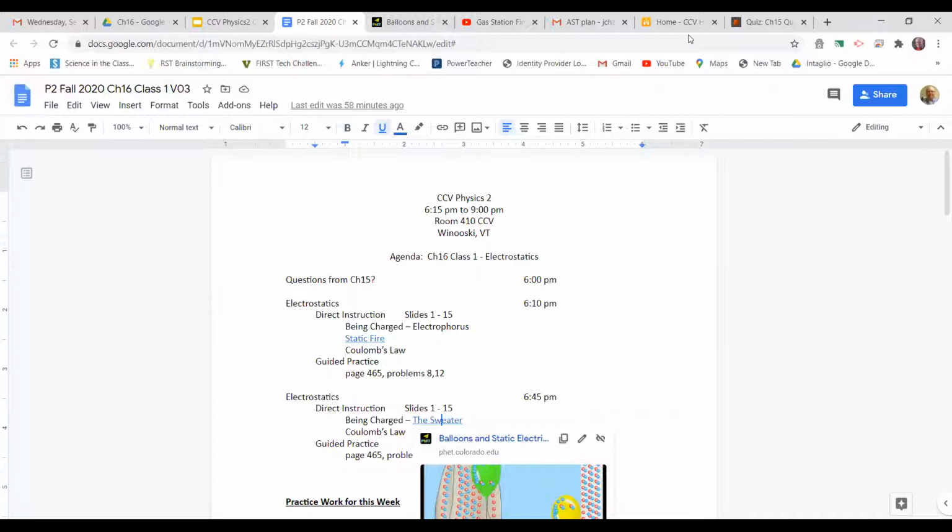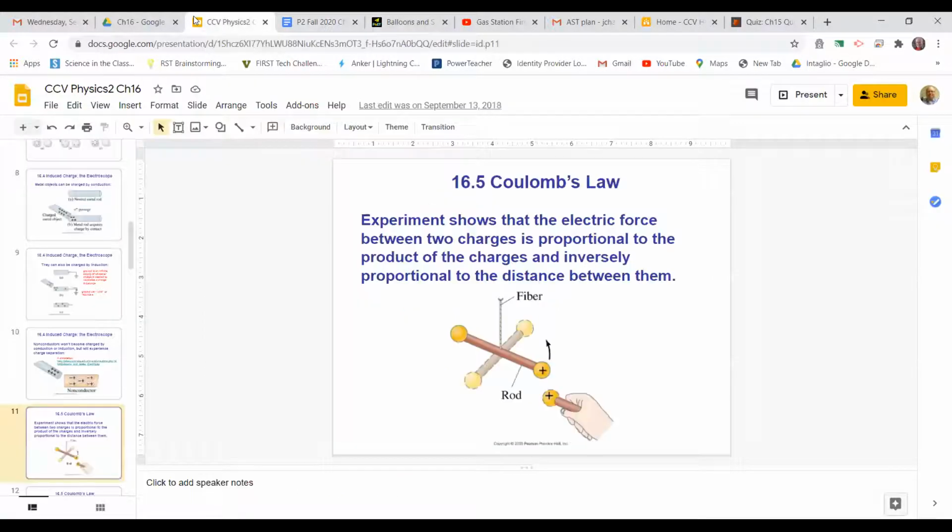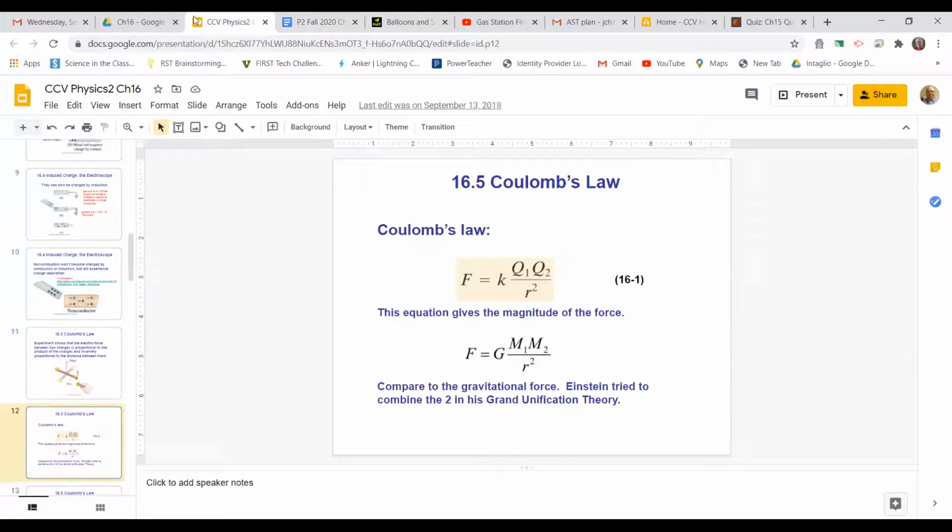So with Coulomb's law, right here, we can see that it's really similar to the gravitational force. Coulomb's law is an attraction or repulsion between two charges, and it depends on how strong the charges are, and it depends on how far away they are. It really depends on how far away they are because it's squared. So that's a big deal.